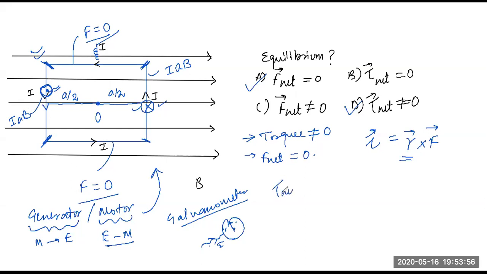Tell me quickly, what's the net torque? What's the net torque? R F. I'm talking about this one first, right? So R F is IAB. What's the direction of torque? R cross F. R is in I cap direction, F is in minus K cap direction. Remember, R is in I cap direction and F is in minus K cap direction. So tell me, what is the direction of R cross F? Minus J cap.